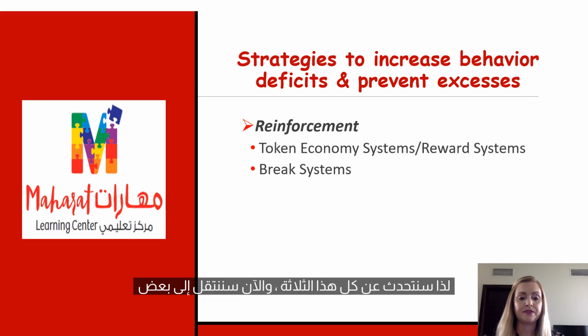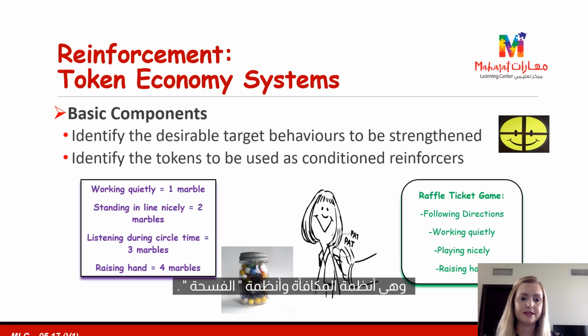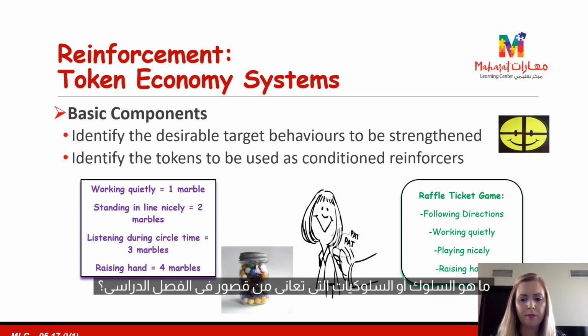So now we'll jump into some examples of using reinforcement, so token economy or reward systems and break systems. There are basic components for a token economy system. First, you need to identify the desirable behavior or behaviors. Think about what behaviors you would like to occur more often. What behavior or behaviors are in deficit in the classroom?